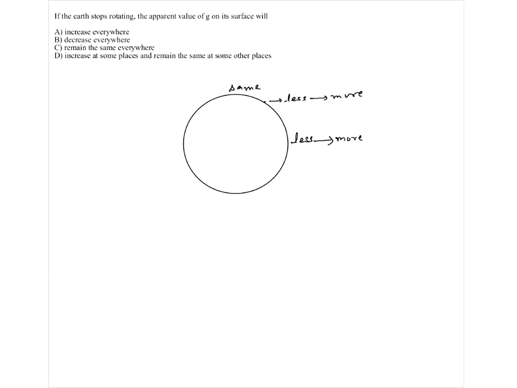So what's the best option? It should increase at all places except the poles. That means option D should be the best choice. Any questions? Let me know.